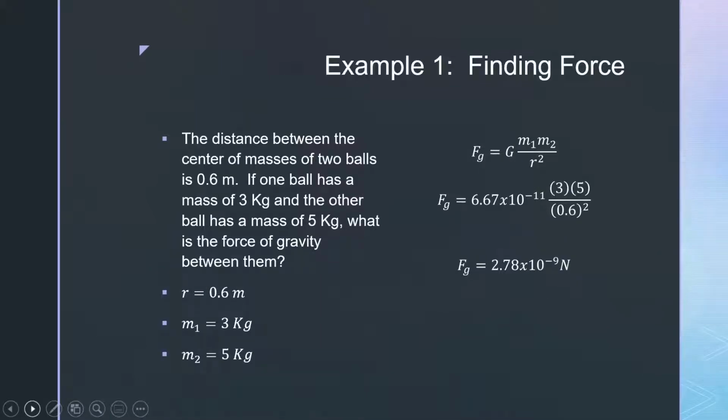So here's an example. Let's say we have two balls that are 0.6 meters apart from each other. Again, I'm going to give you the center of mass distance each time. One's 3 kilograms and one's 5 kilograms, and we want to know the gravity between them, the weight this is causing between the two objects. If we do the calculations, we get 2.78 times 10 to the negative 9 newtons. So it's extremely small. These two objects, one's about 11 pounds, the other's about 7 pounds, but they're 60 centimeters apart.